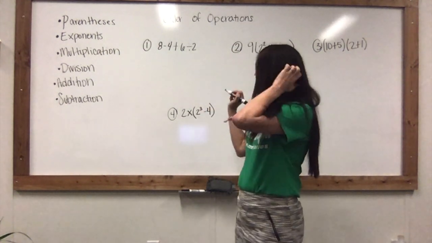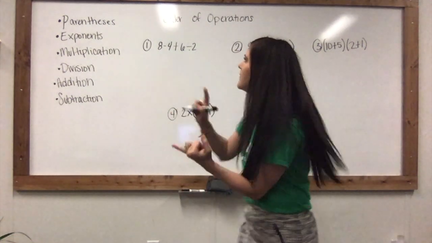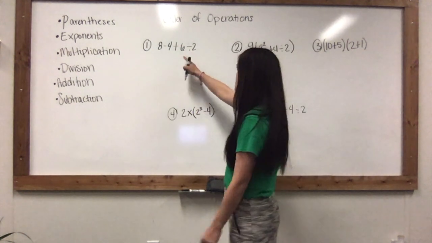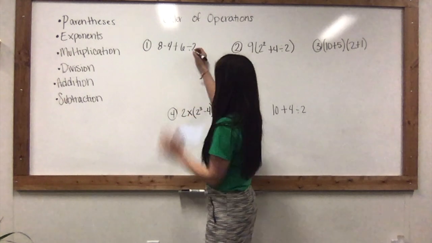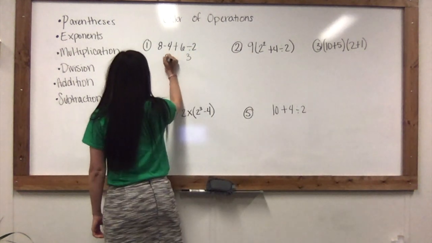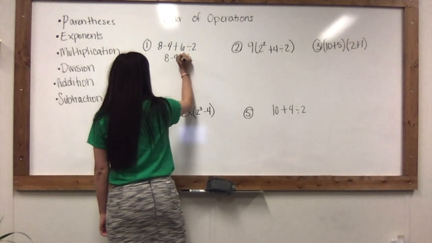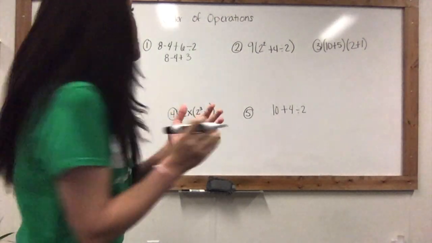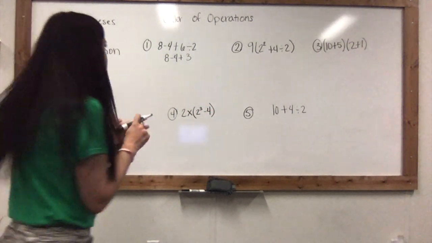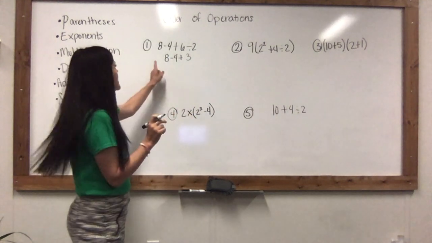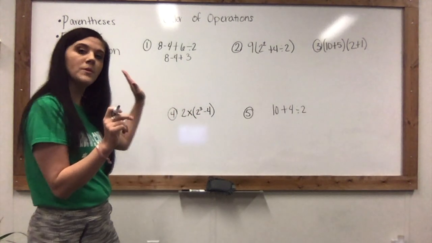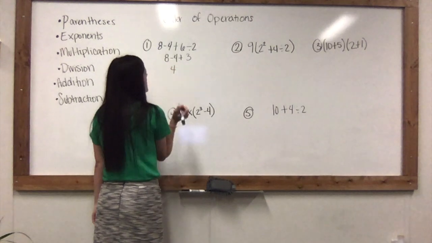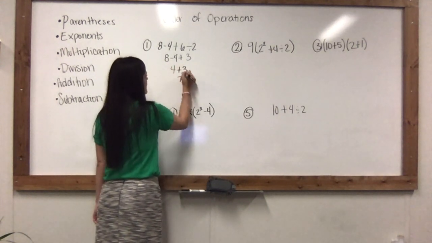Okay, so we're going to start with division, right? Because we don't have any parentheses, we don't have any exponents, we don't have any multiplication, but we do have a division right here. So 6 divided by 2 is going to be 3. Okay, so we've got 8 minus 4 plus 3. Then we would do addition and subtraction. In this problem, the subtraction comes before the addition. So remember, we go from left to right, so we're going to do subtraction first. So 8 minus 4 is 4, plus 3 is going to give us a 7.